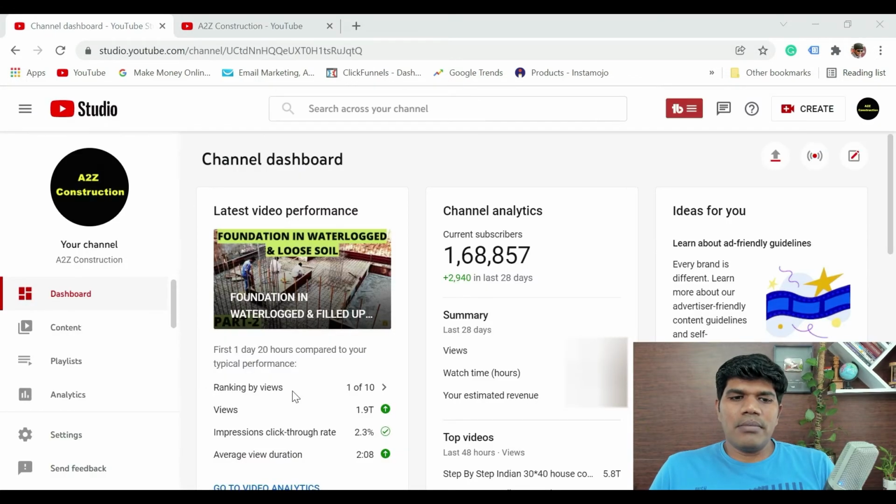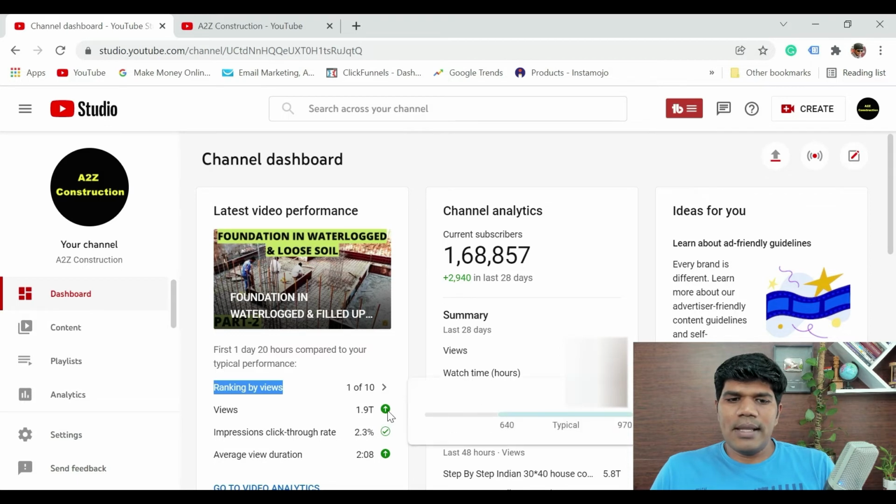And when the most recent video that you uploaded starts performing well compared to other videos with respect to views, it is going to rank higher and higher. So that's what ranking by views indicates. Same as with views as well: if it is indicating upwards, it means it is getting higher views compared to the other last 9 videos that were uploaded.